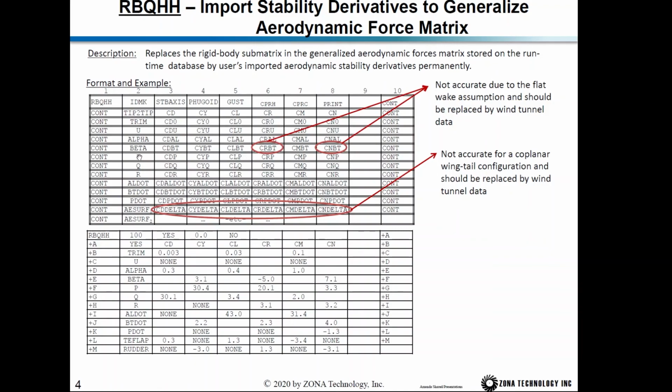And this is for roll rate, pitch rate and yaw rate. This is for alpha dot, beta dot, and p dot, and this is for a control surface label. And you want to replace the control surface aerodynamic stability derivatives by the wind tunnel data or CFD computed data.